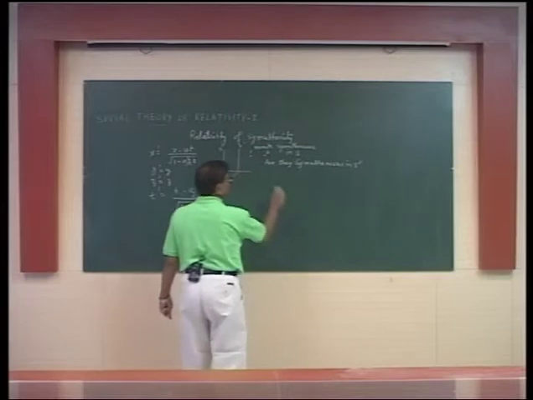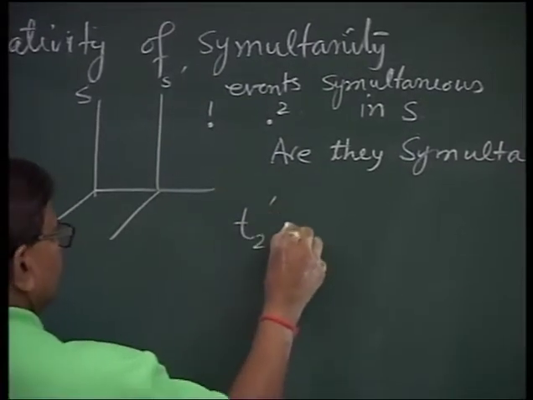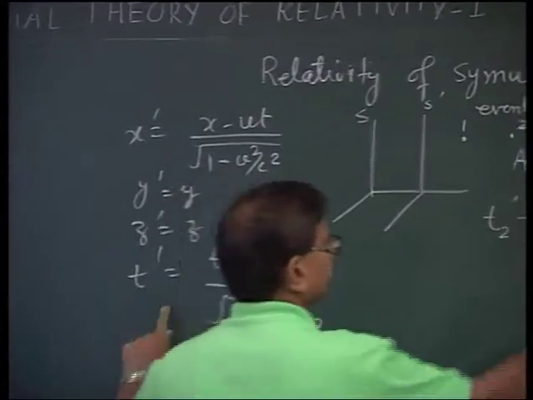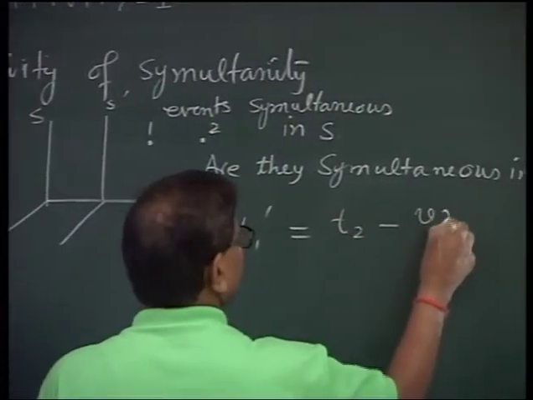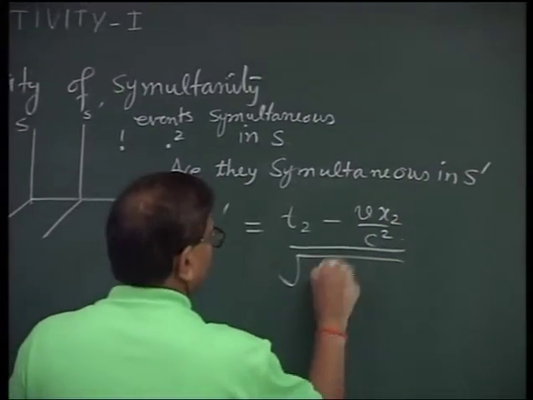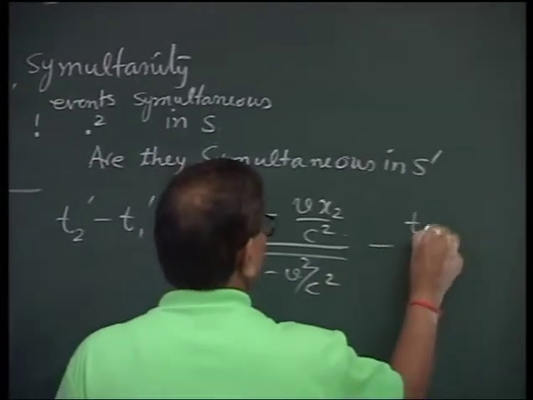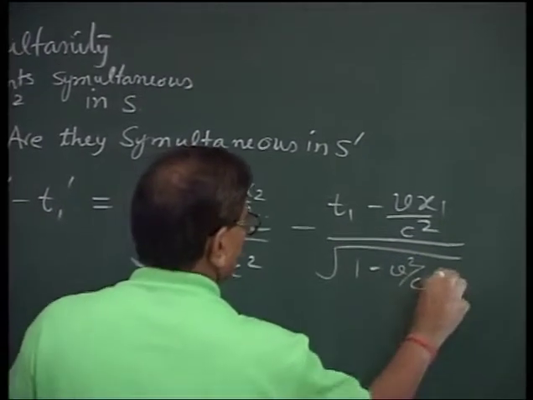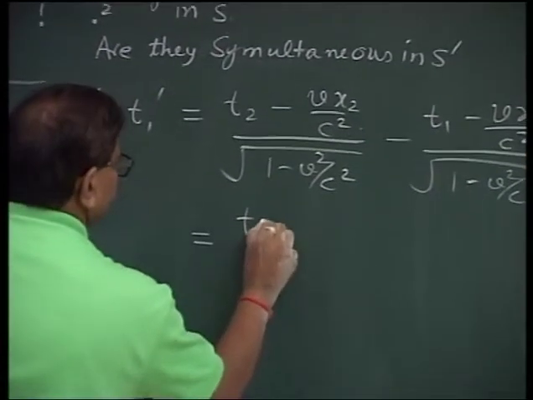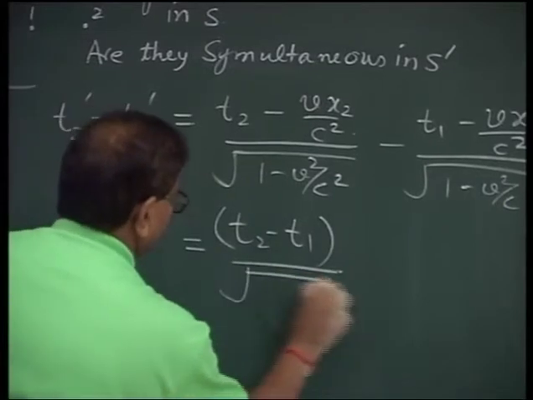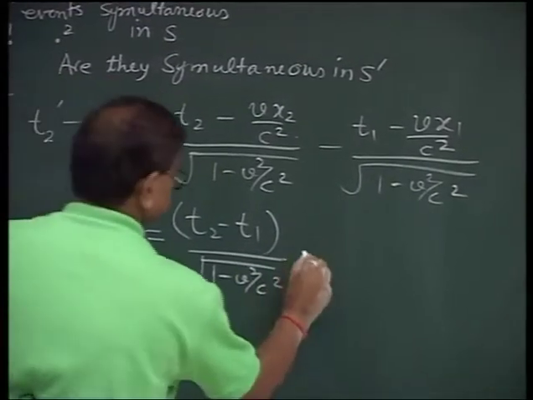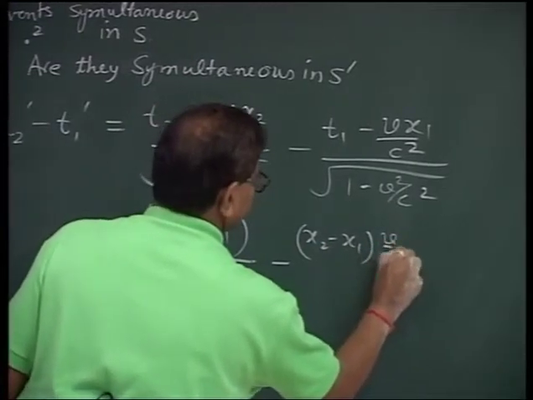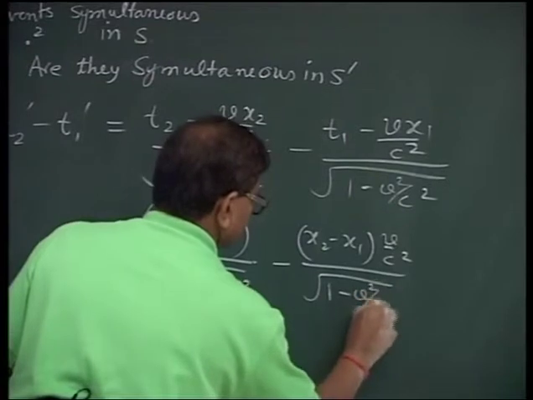So to see whether they are simultaneous in S dash or not, we find out T2 dash minus T1 dash, and we substitute from Lorentz transformations: T2 minus Vx2 by C square upon square root of 1 minus V square by C square, minus T1 minus Vx1 by C square upon square root of 1 minus V square by C square. Therefore, it is T2 minus T1 upon under root 1 minus V square by C square, minus x2 minus x1 times V by C square upon under root 1 minus V square by C square.